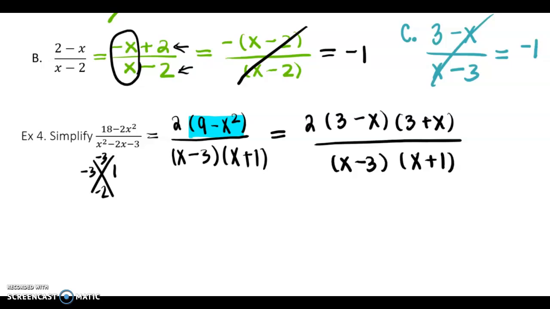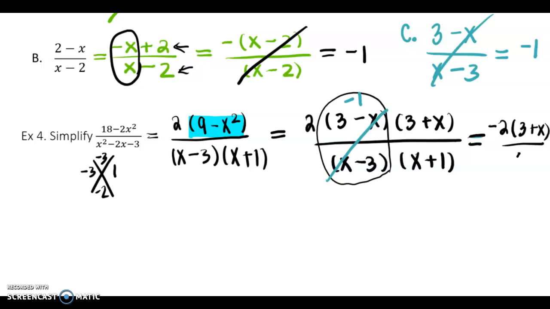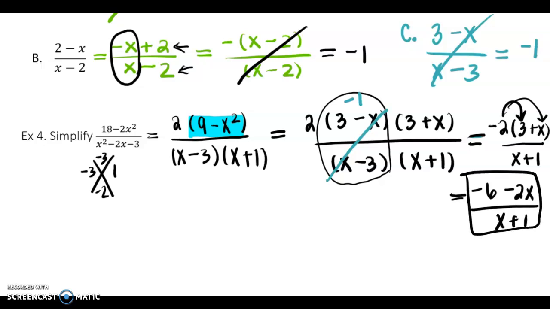So notice we just did this, right? C, 3 minus x, x minus 3, that's right here. So this whole thing is going to turn into negative 1. And so this becomes negative 2 times 3 plus x over x plus 1. And if you wanted to distribute that negative 2, you can. So negative 6 minus 2x over x plus 1. And then you're done.